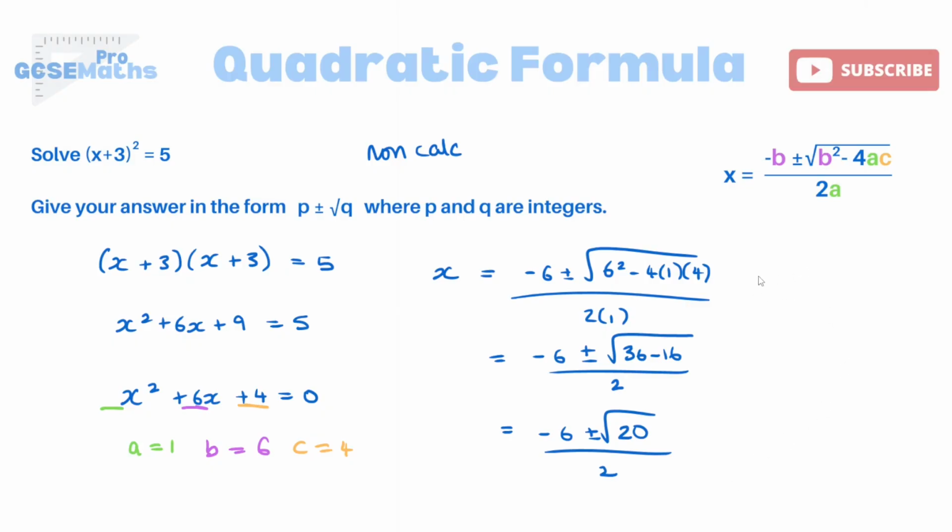So what square numbers go into 20? Obviously 4. So I can do root 4, root 5. 4 times 5 is 20. And the whole point of that is that obviously then I can square root the 4, can't I? So I get plus or minus 2 root 5 over 2.